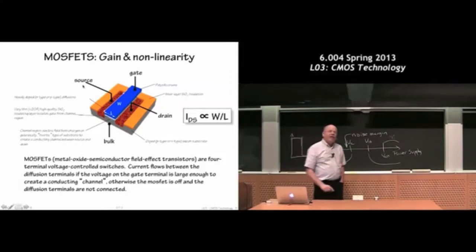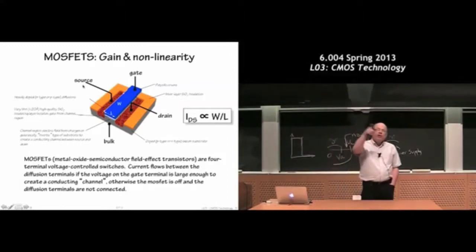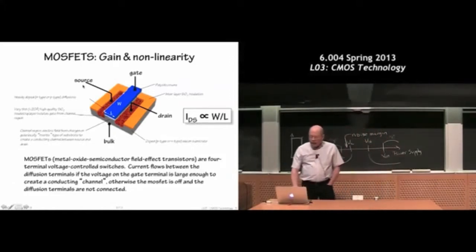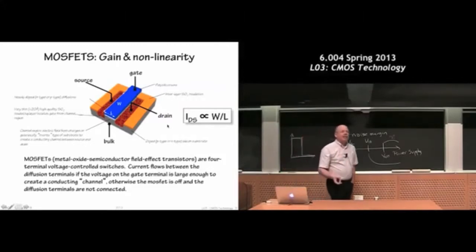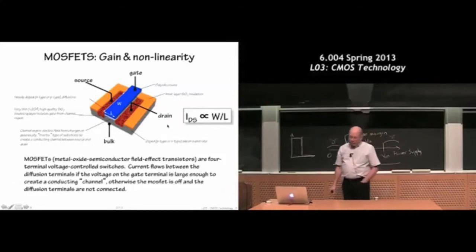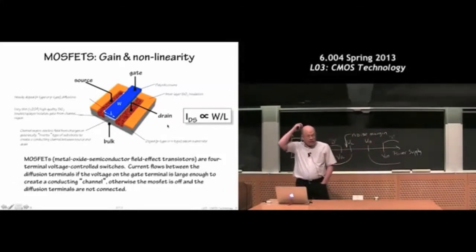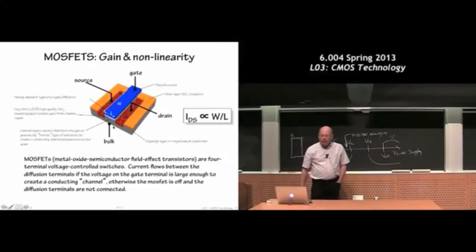The device is physically symmetrical. In other words, there's no physical distinction between the source and the drain. And so we adopt the convention that we simply label one of the sides the source and one of the sides the drain, depending on which side has the higher potential. So we always label the side with the higher potential the drain. That's just a labeling convention. And finally, there's a 4th terminal called the bulk, which I'll say more about.